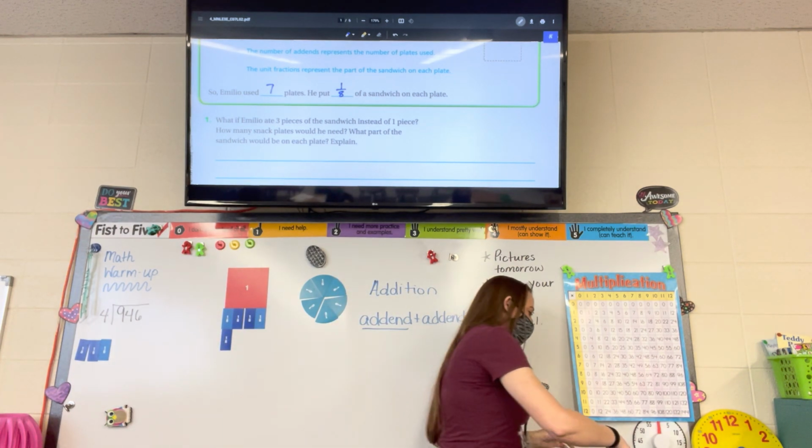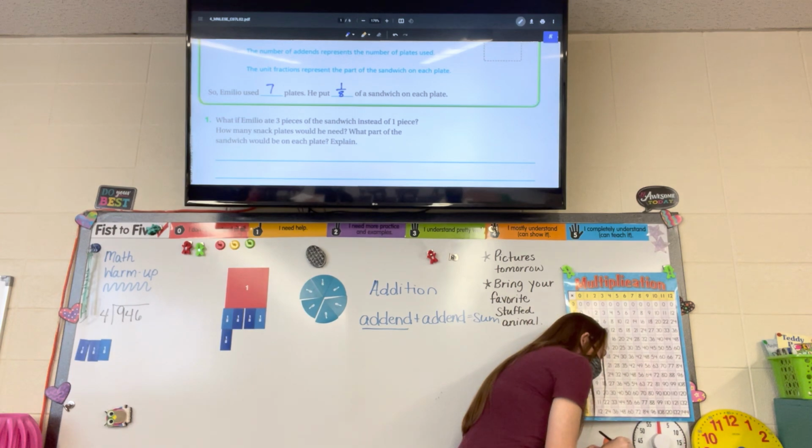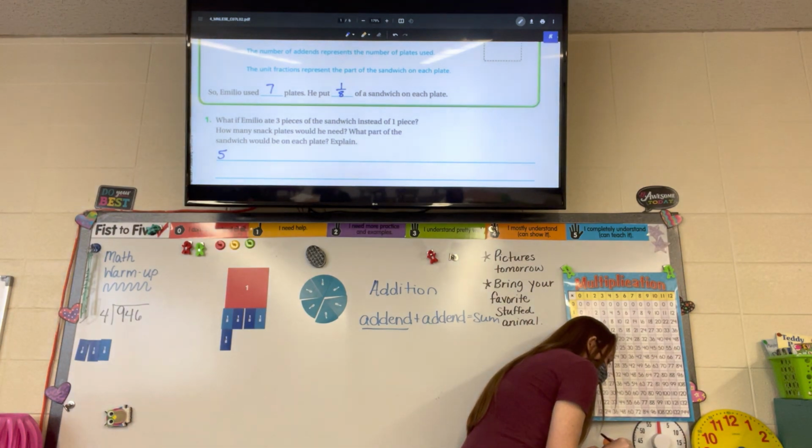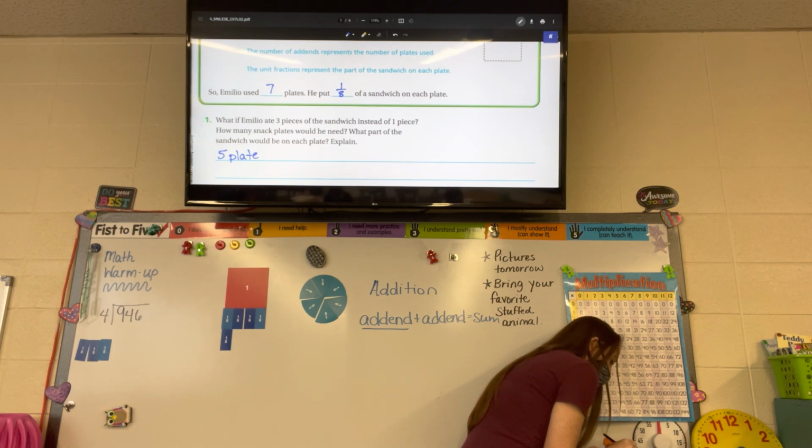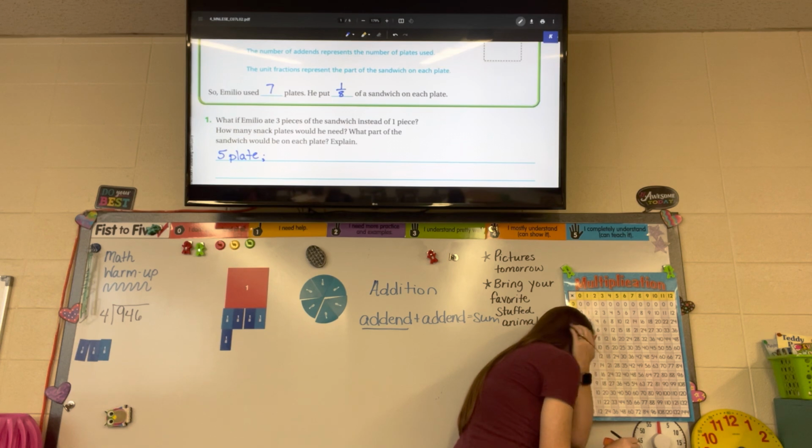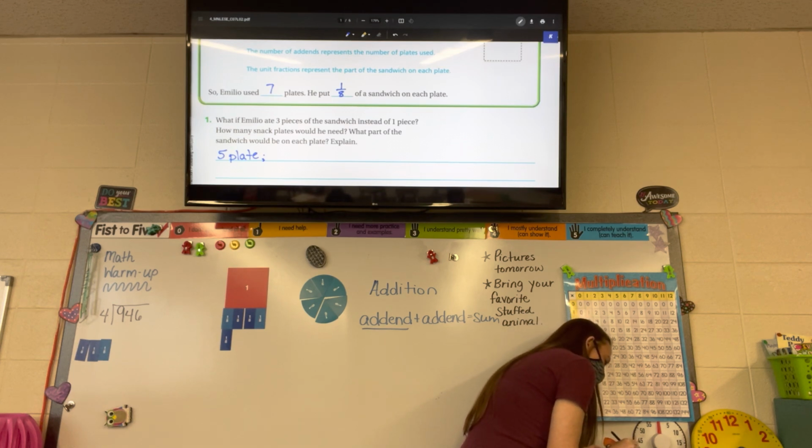All right, so here's what you're going to write down. 5 plates. And then I'm going to put a little semicolon to separate the idea or the answer. 5 plates and 1/8.